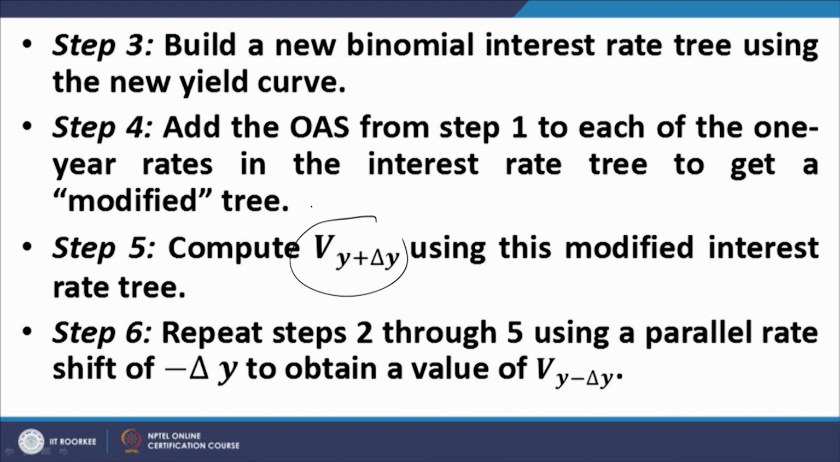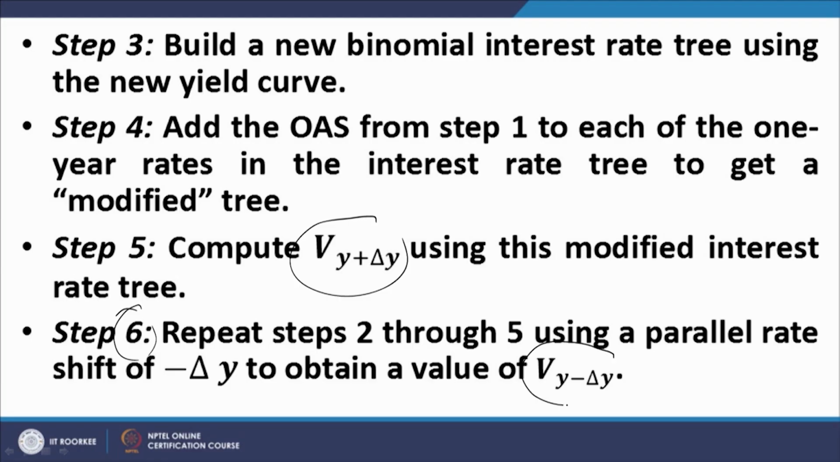You repeat the entire process by not adding, but subtracting the same delta y from the benchmark rates. The rest of the process is the same. So, in step number 6, what you are going to do is reduce the benchmark rates by the same amount that you increased in step number 4 and 5, add delta, which is the option adjusted spread, and then work out using the payoffs on the options wherever the options turn out to be in the money, and then arriving at a certain price, that will give you V y minus delta y.